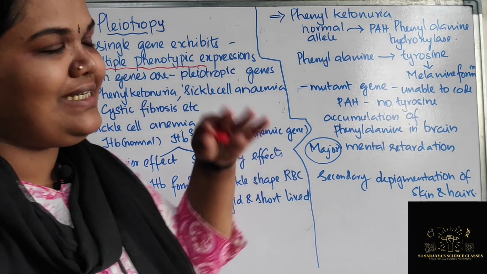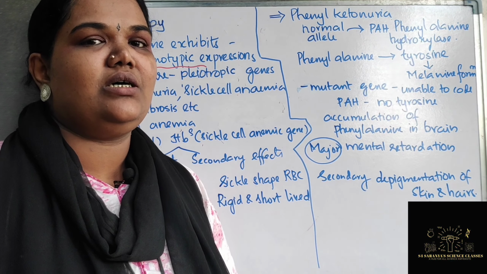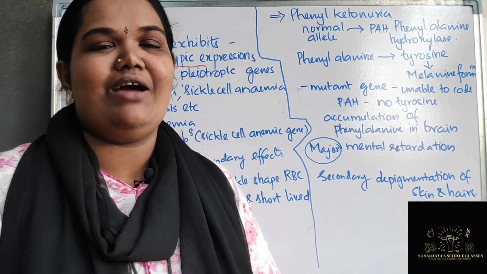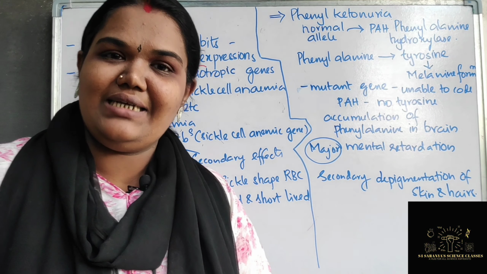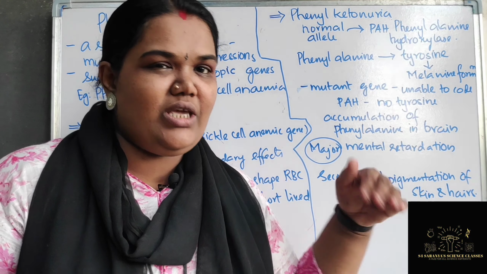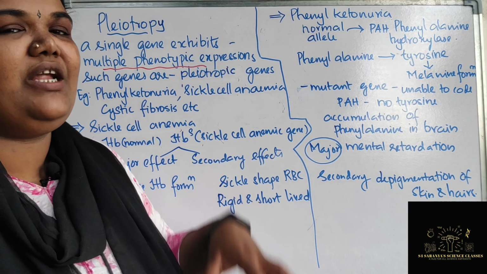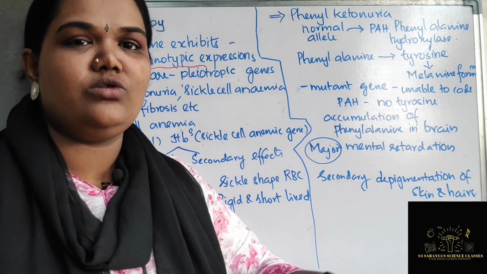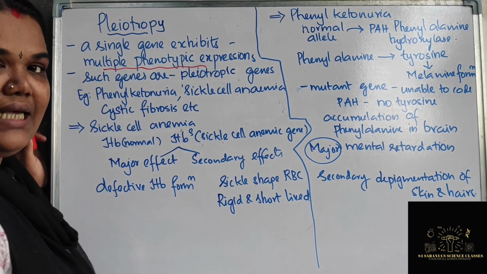Actually we are not going into detail of these diseases because we will cover them in the coming videos. We have to learn about Mendelian disorders and non-Mendelian disorders, and in that section we will discuss in detail. So here we will have a slight introduction: what pleiotropy means and what its pleiotropic expression is and how it happens. That's all we are going to discuss. So the first one, sickle cell anemia.